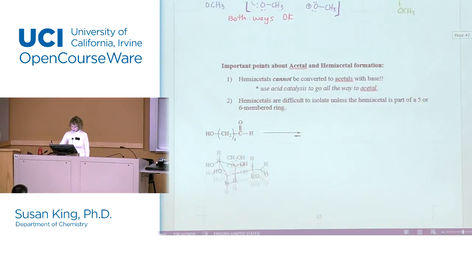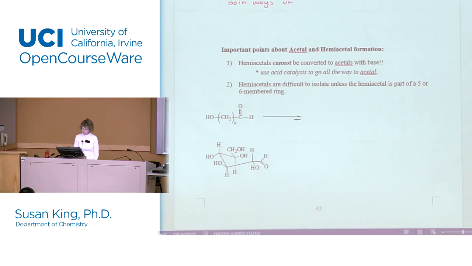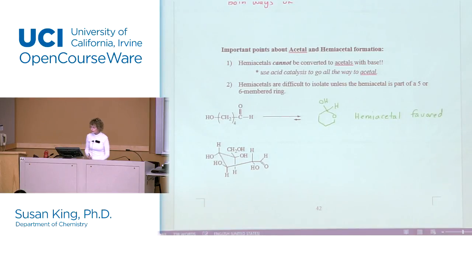So if you had something like this and you did an intramolecular reaction, you can actually isolate this compound. And the hemiacetal is favored. So in this case, the hemiacetal is favored, so we don't have to drive the equilibrium. It wants to be in a 6-membered ring. Most of the time, the aldehyde or the ketone is favored, but in this case, the hemiacetal is favored.